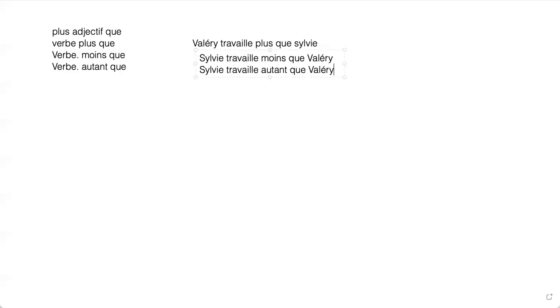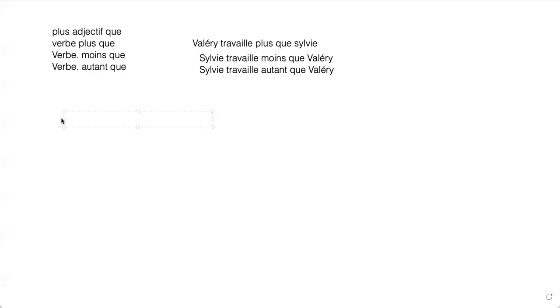C'est bon? Alors, ici, comme on compare le verbe, il n'y a aucun espace entre plus, moins, autant et que. Mais vous devez faire attention que nous utilisons aussi autant si on compare les verbes. Je dois dire qu'il y a des exceptions en français.